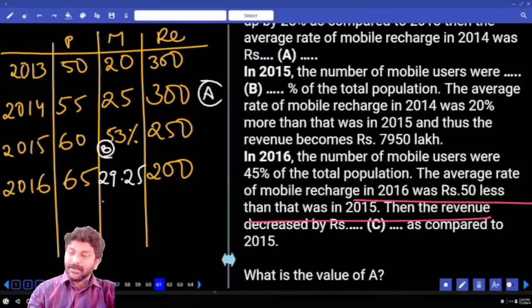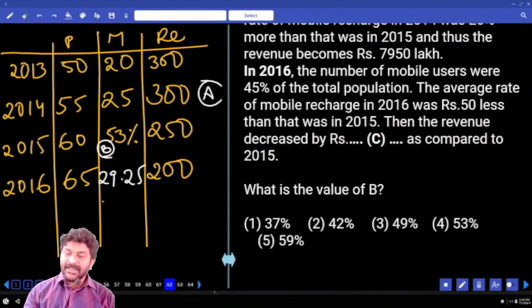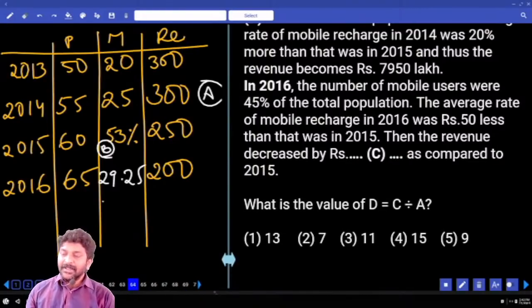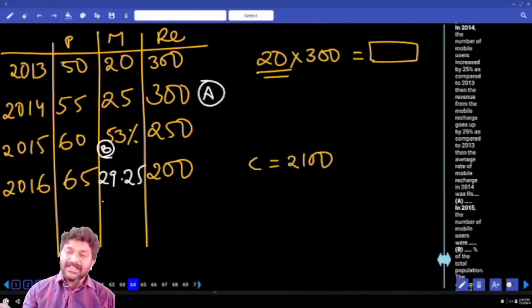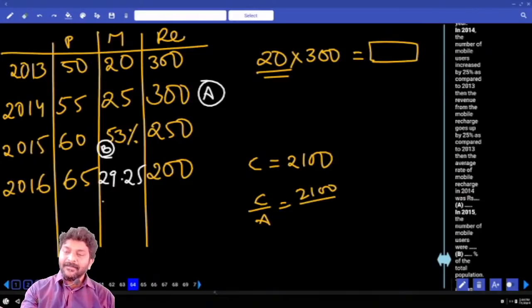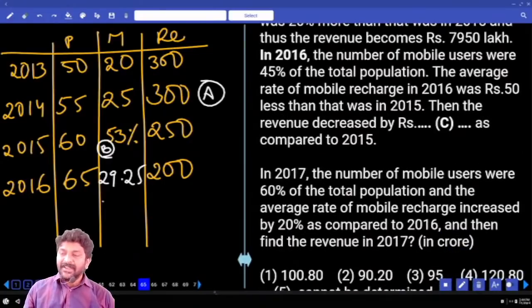Right, come on. A value, we already know. How much is that? 300. Next, B value, 53. Fourth option. C value, 2100. Third option. Okay? D is equal to C divided by A. What is C? What is A? Value 7. Second option.